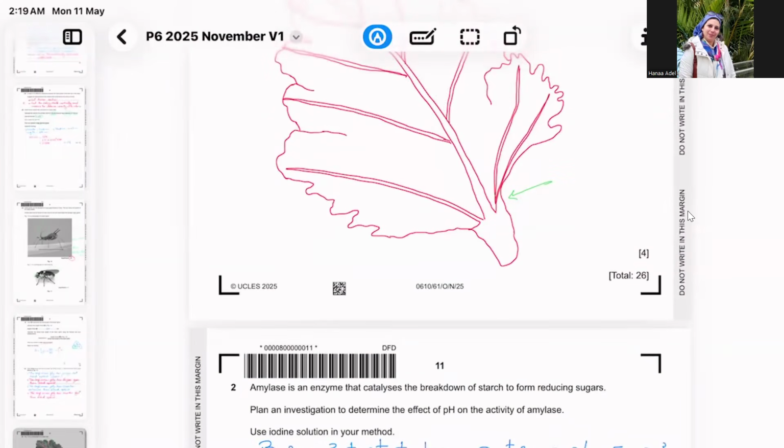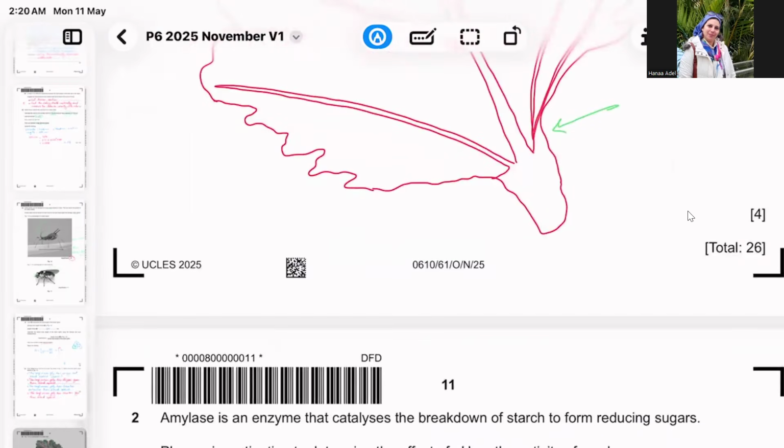Next question. Amylase is an enzyme that catalyzes the breakdown of starch to form reducing sugar. Plan an investigation to determine the effect of pH, so this is the independent variable, on the activity of amylase. And we know that the starch breaks down to form reducing sugar by the effect of amylase.